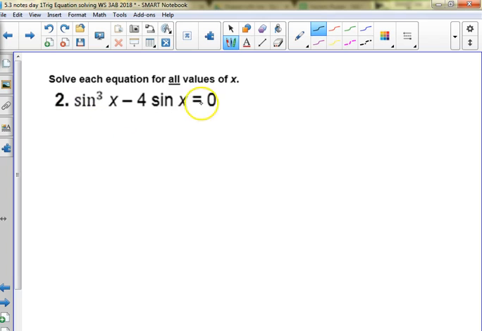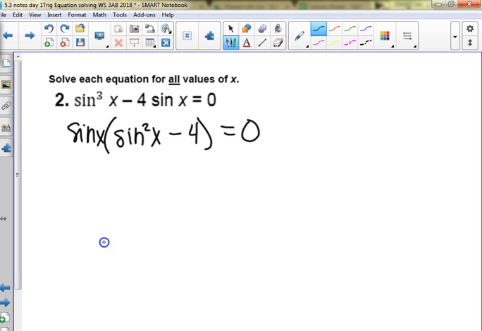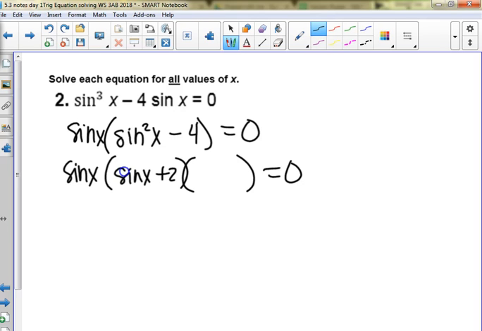What can we do with this, though? Yep, take a sin x out. What will be left? Okay, done? Oh, that factors further. Andrew recognized that right away. Because this is something squared minus something squared, right? Difference of squares, how will that factor? Sin x plus 2, sin x minus 2.